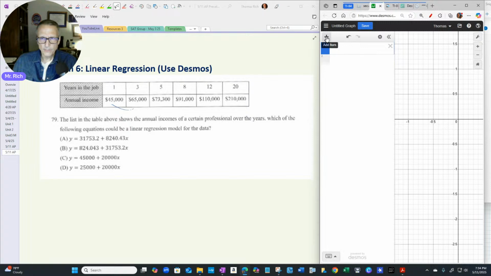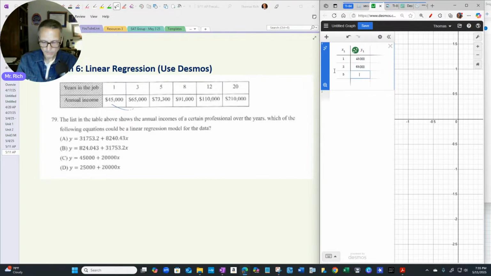So I'm going to hit the plus sign. The only time you're going to hit that plus sign in Desmos is if you're going to be adding a table. So we put the table in there, and then I'm going to use my finger on my left hand on the tab key, and I'm going to hit the cells, hit the tab key to jump from cell to cell.